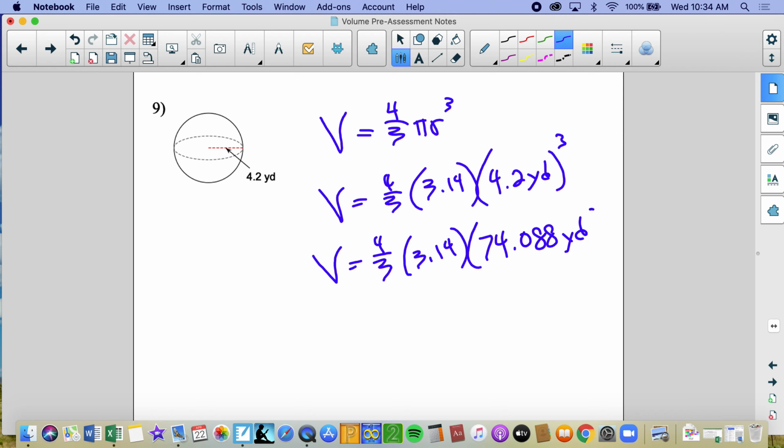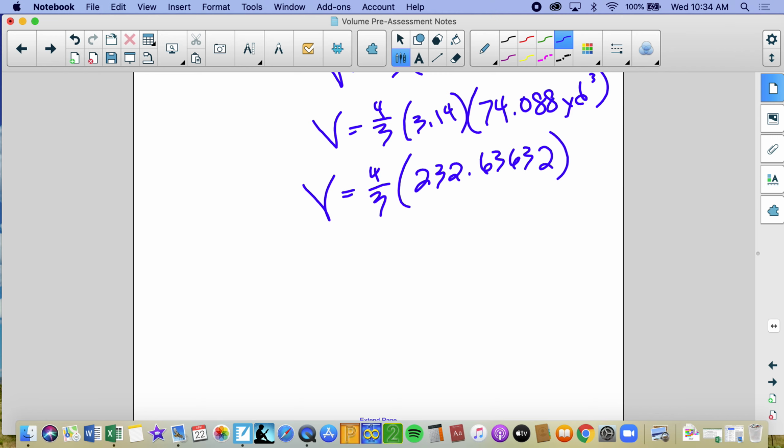4.2 cubed, using caret 3, gives me 74.088 yards cubed. We're going to multiply that by 3.14. We're going to have some crazy decimals in this problem. And that gives me 232.6363. So it didn't round it. That's really interesting. And now we're going to multiply it by 4 and then divide by 3.